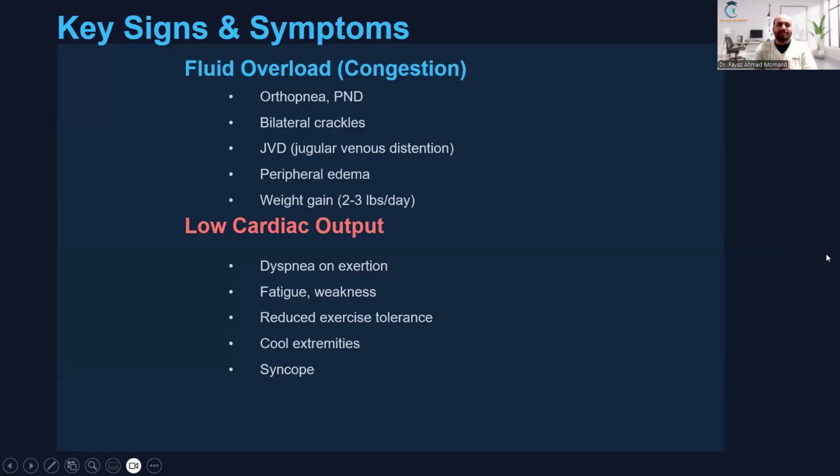Now, key symptoms: you would see symptoms of fluid overload and or low cardiac output. Fluid overload: orthopnea, PND or paroxysmal nocturnal dyspnea, bilateral crackles, jugular venous distension, peripheral edema, especially in the legs or ankles. Weight gain, they may gain up to 1 to 1.5 kilos per day. Low cardiac output signs or symptoms: dyspnea on exertion, fatigue, weakness, exercise tolerance getting impaired, extremities appearing cool to the touch, and syncope.